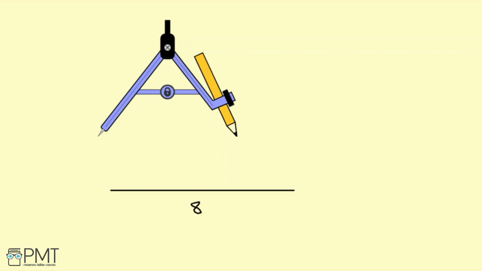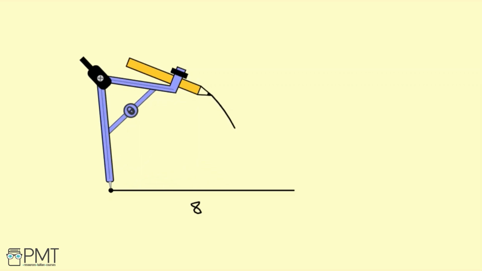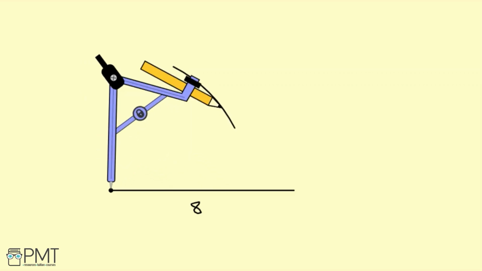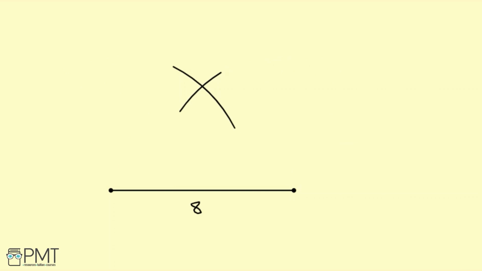We'll start by placing the needle of our compass on one end of the base of 8 cm. Now we're going to use our compass in order to draw an arc. And we can do the same thing on the other side of our base. Now we can put the compass away, and we can see that these two arcs intersect.